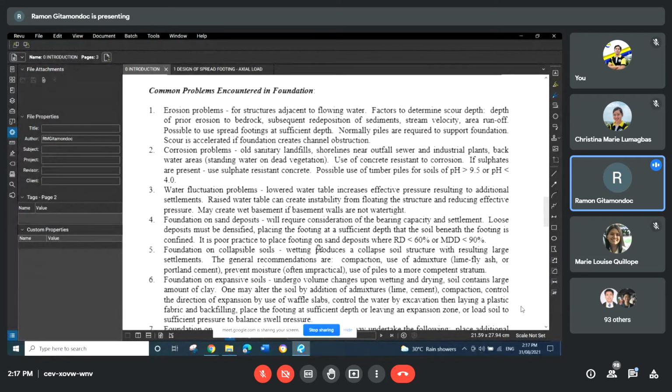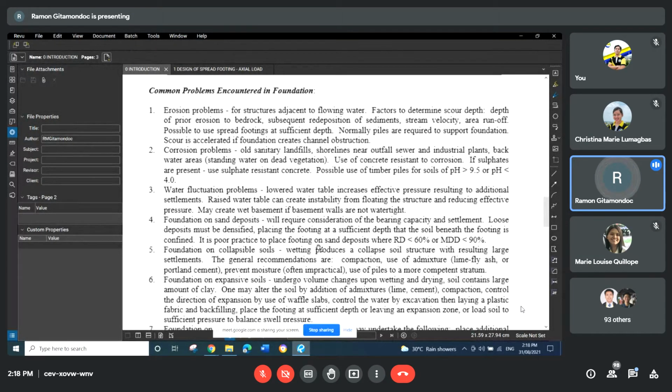Okay, so the factors to determine the scour depth. It means that the foundation has to be of sufficient embedment into the ground so that it will be below the scour depth. Usually in a river, when there is high velocity, the soil will be eroded. But as the velocity slows down, it will also deposit the soil. So there will be a fluctuation in the riverbed. So the foundation should be below this fluctuation in the riverbed.